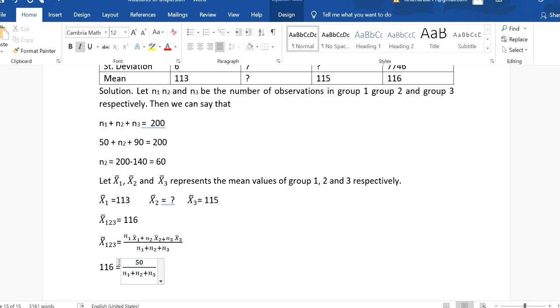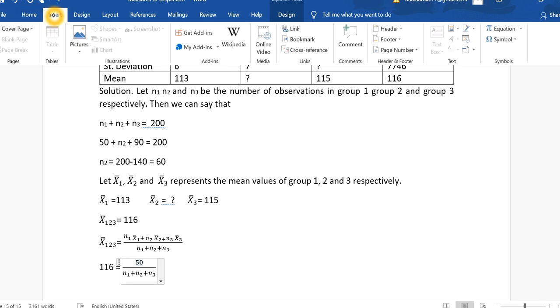Fifty into x bar 1, mean 1, which is given to us, that is 113. Then n2 we have calculated, that is 60. 60 multiplied by mean 2 is not given to us, so we will write it as it is.